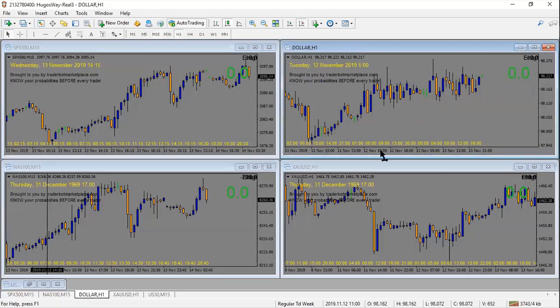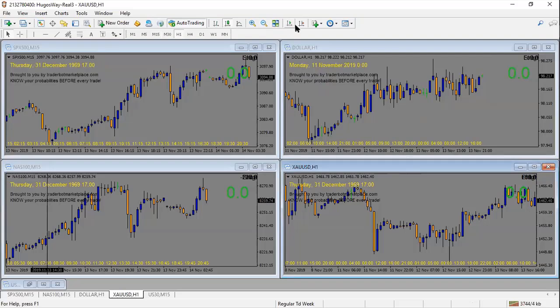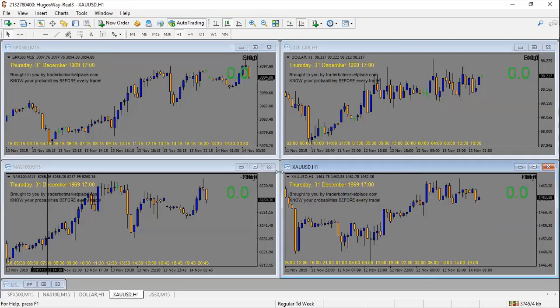Okay. Would you say S&P is more accurate than NAS, or NAS is more accurate than S&P for US30? Well, look at them right now. They're doing the same exact thing at the same time.